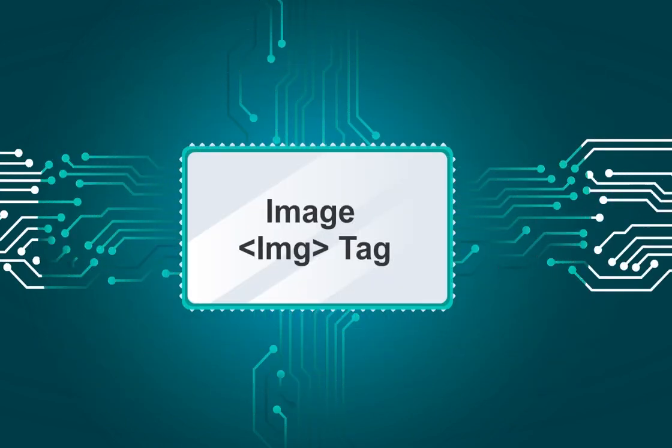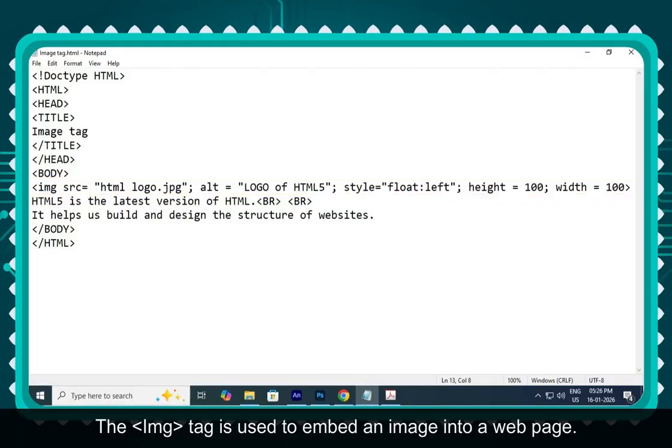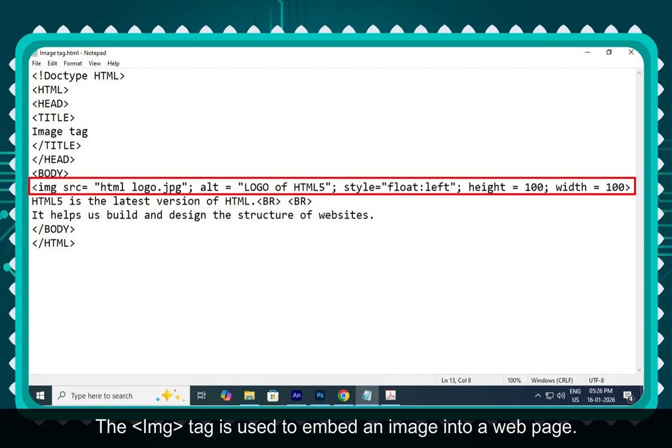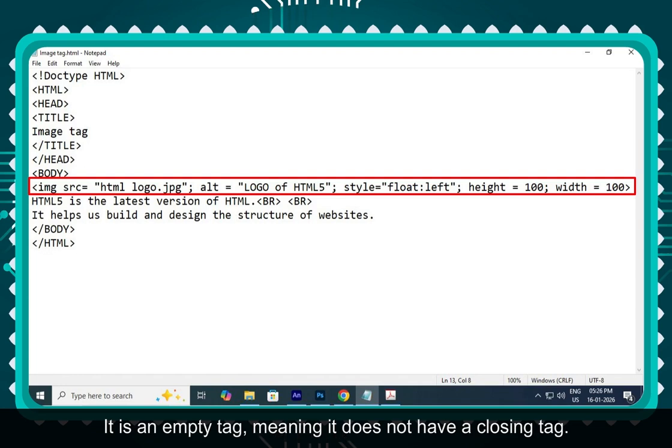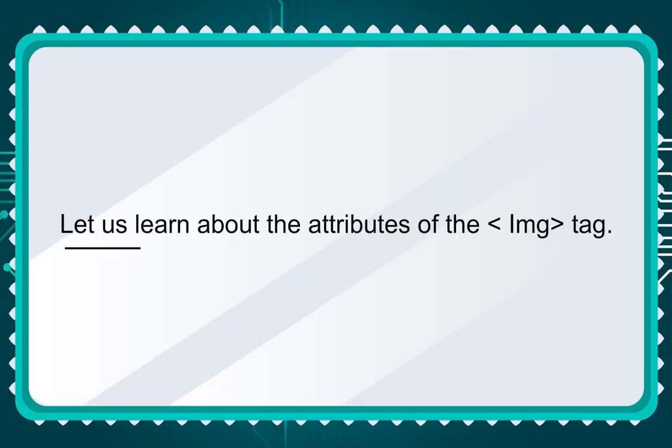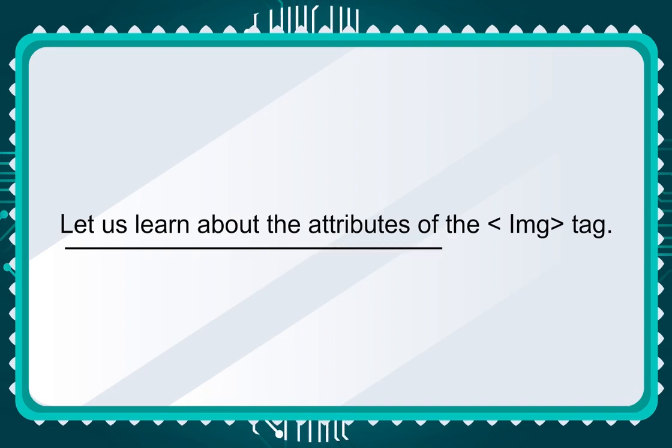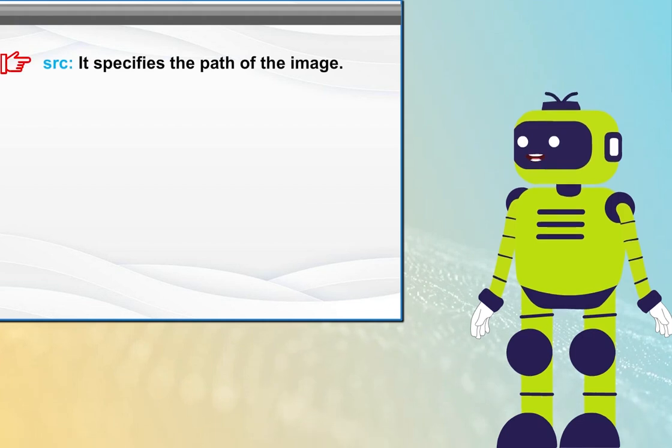Image IMG tag. The IMG tag is used to embed an image into a web page. It is an empty tag, meaning it does not have a closing tag. Let us learn about the attributes of the IMG tag.